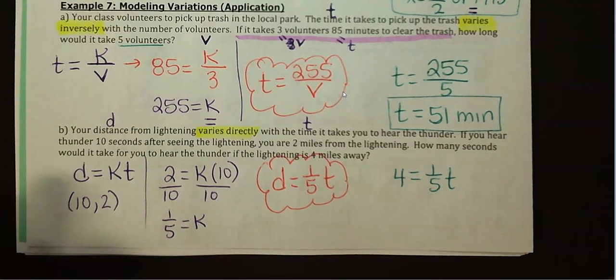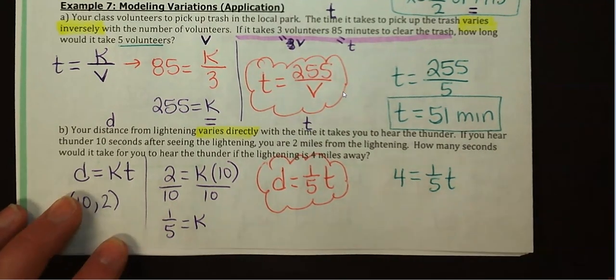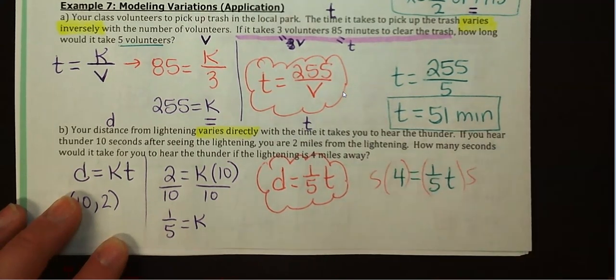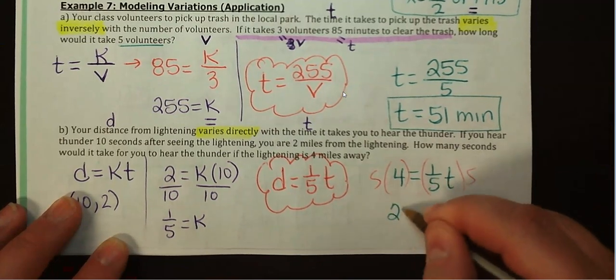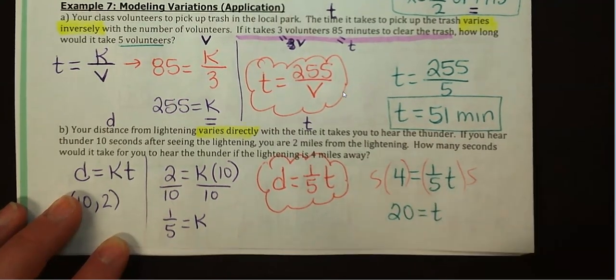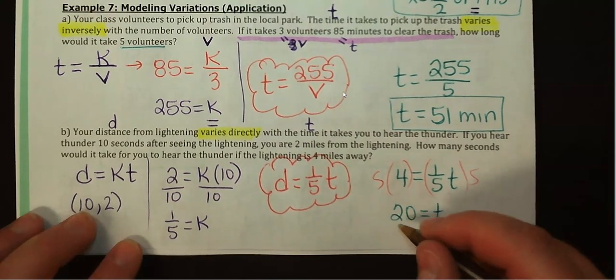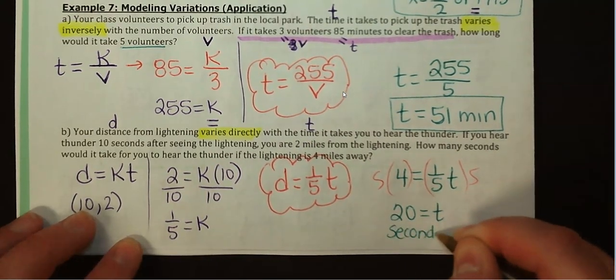Easiest way I could tell you to solve that would just be get rid of 1/5. I would just multiply both sides by 5 real quick. That would cancel that 1/5 out. And then 5 times 4 is going to give you 20. And this will be the time. Since the original example here was in seconds, then our answer is also going to be in seconds.